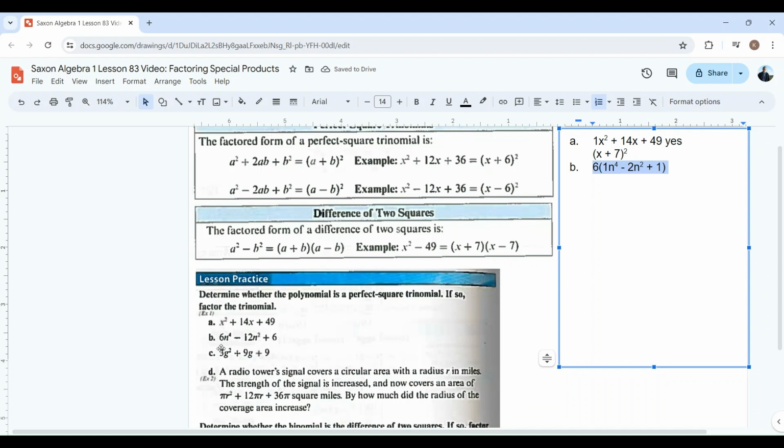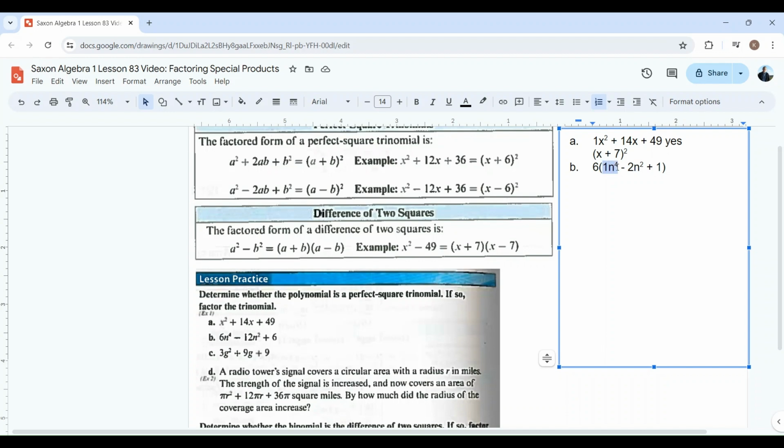Notice down here it's 6n to the fourth minus 12n squared plus 6. One of the things I noticed as I wrote this out here, I could factor a 6 out of everything here. Factor a 6 out of the first term, the second term, and the third term. Now, I have to ask myself, after I factored out the 6, is this new term in parentheses a perfect square? The first one, is this a perfect square?